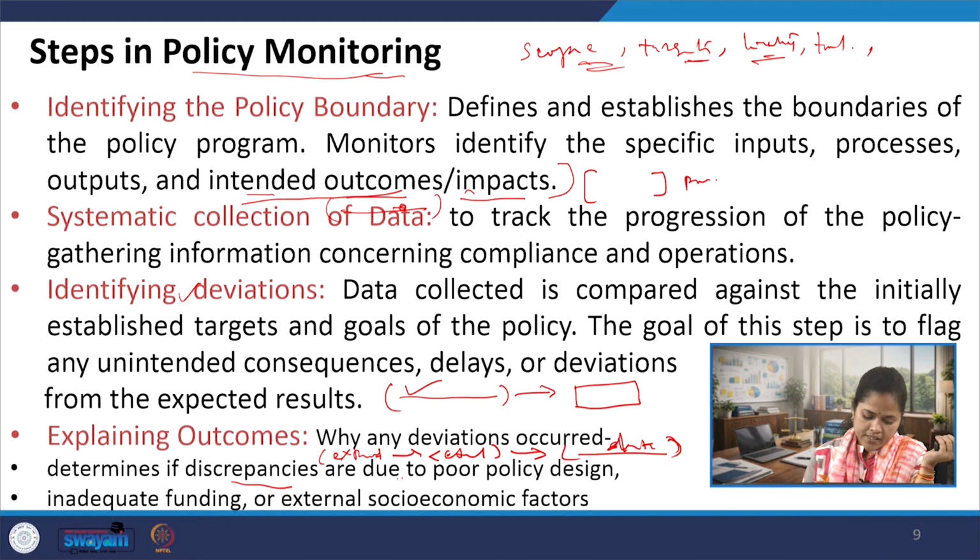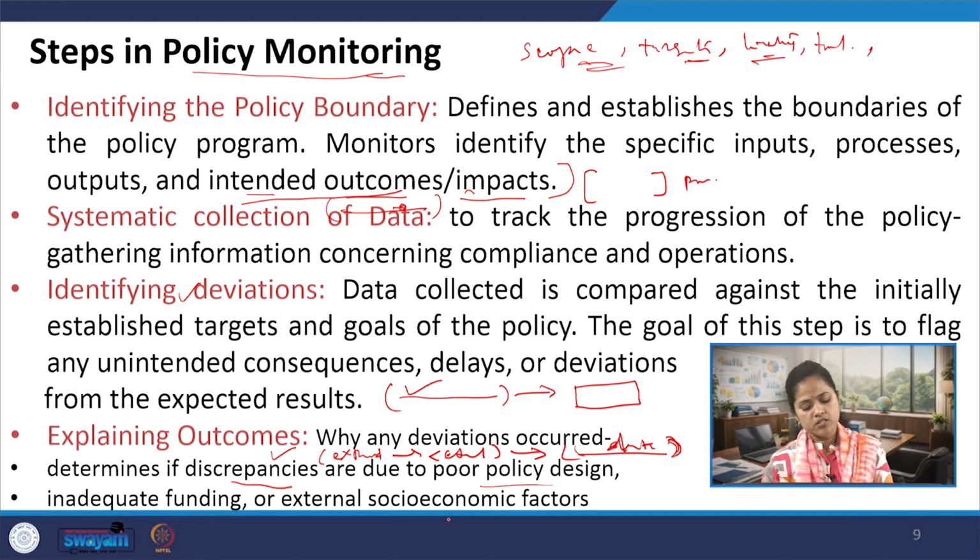So, we can look at the reasons behind these discrepancies and their causes: whether the causes are poor policy design, or inadequate funding, or some external factors like socio-economic factors which impacted this deviation or gap. So, broadly these are the four definite, sequence-wise steps that monitors take while monitoring a policy, plan or program.